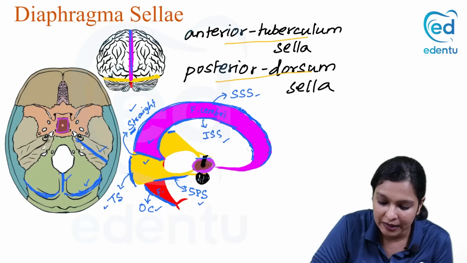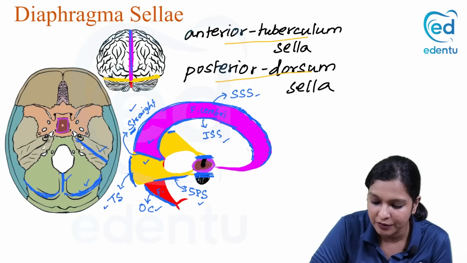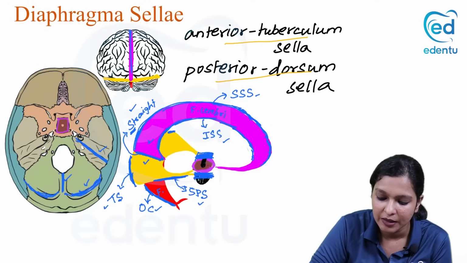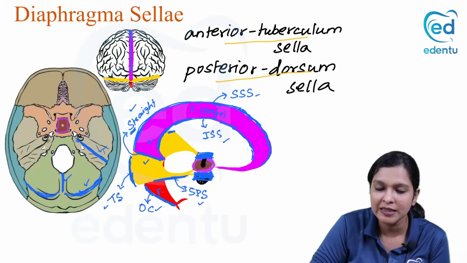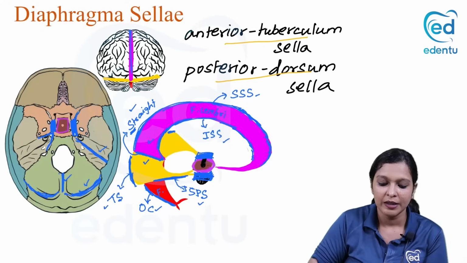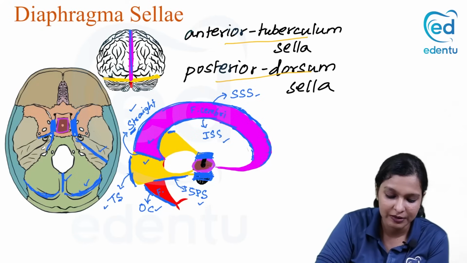Now, on either side of the diaphragma sellae, or the body of sphenoid, you have two sinuses. This is very, very important. These sinuses are called the cavernous sinuses, extending from the superior orbital fissure in the front to the apex, the apex of the petrous part. They are present on either side of the body of sphenoid. These two are called the cavernous sinuses.